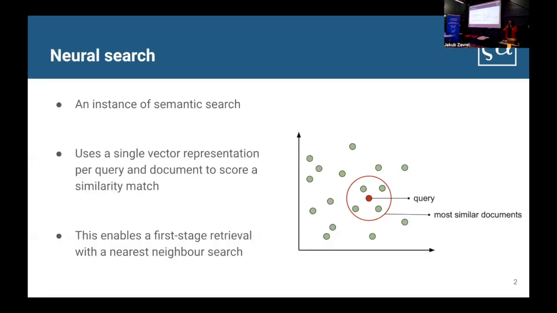So what is neural search? Neural search is an instance of semantic search. The general idea is that we have queries and we have documents. If we can map them to an embedding space with some sort of representation learning, so they all live in the same embedding space, then we can do search by finding nearest neighbors. So given a query, we can find the most relevant documents for that query.